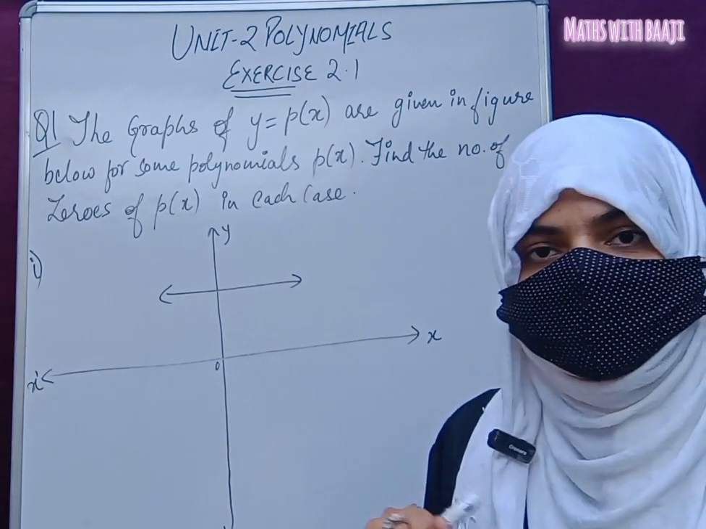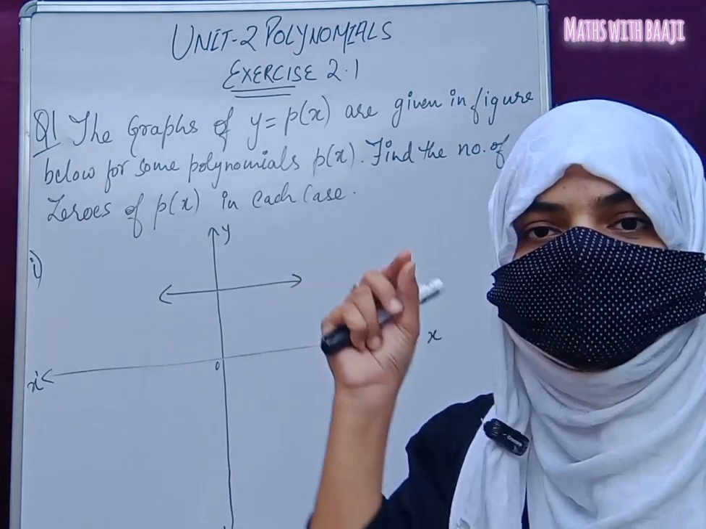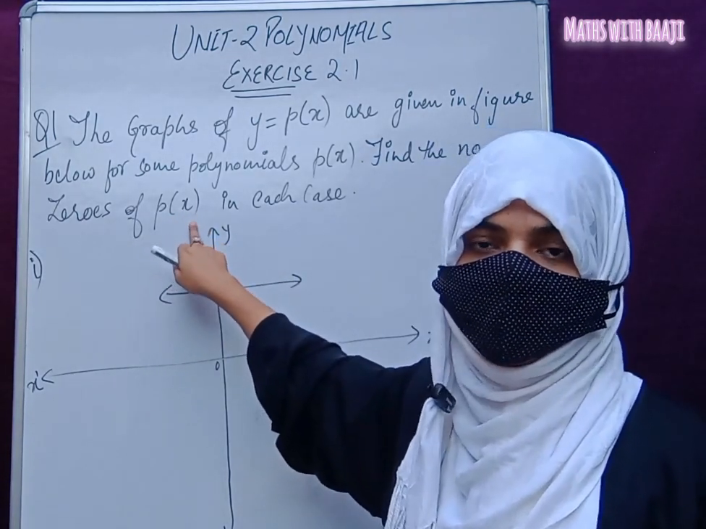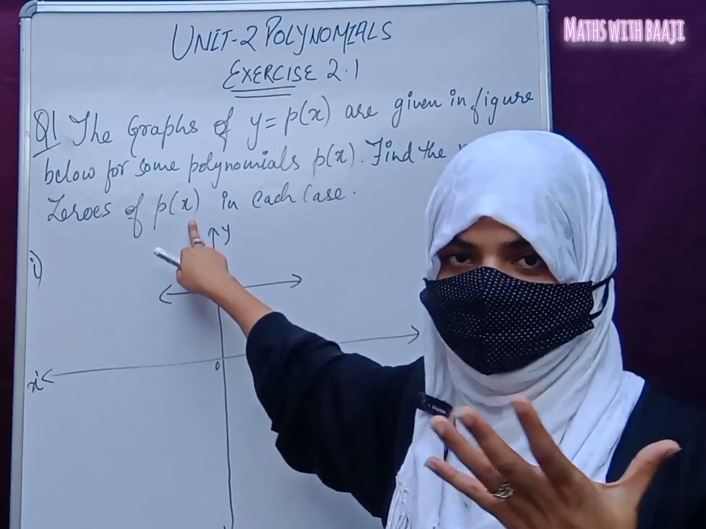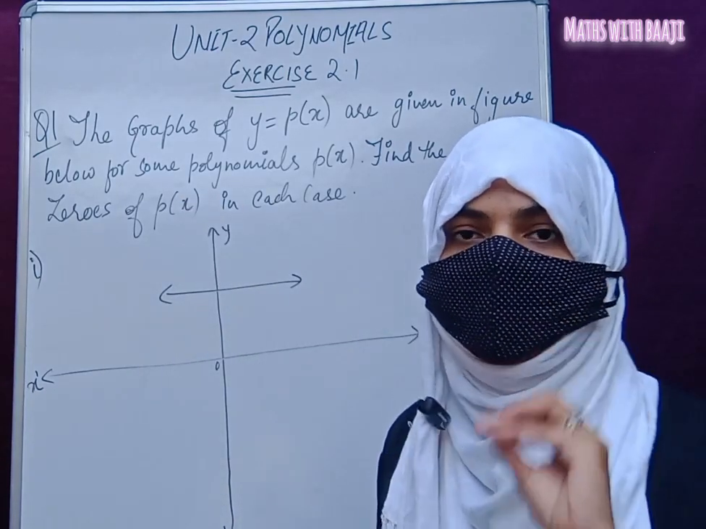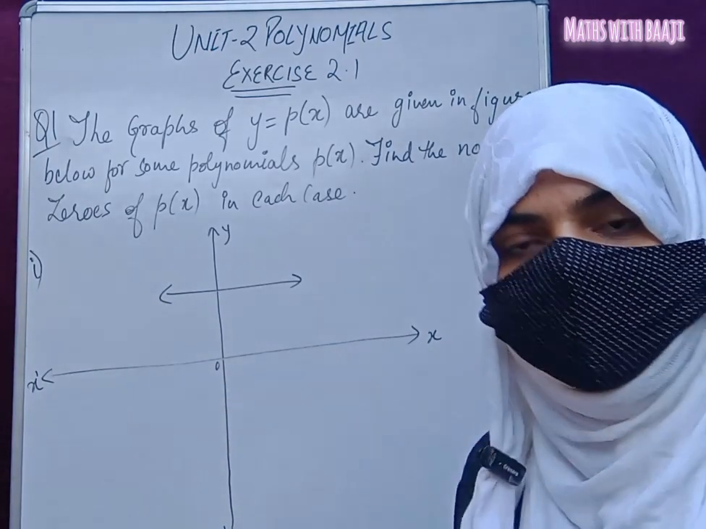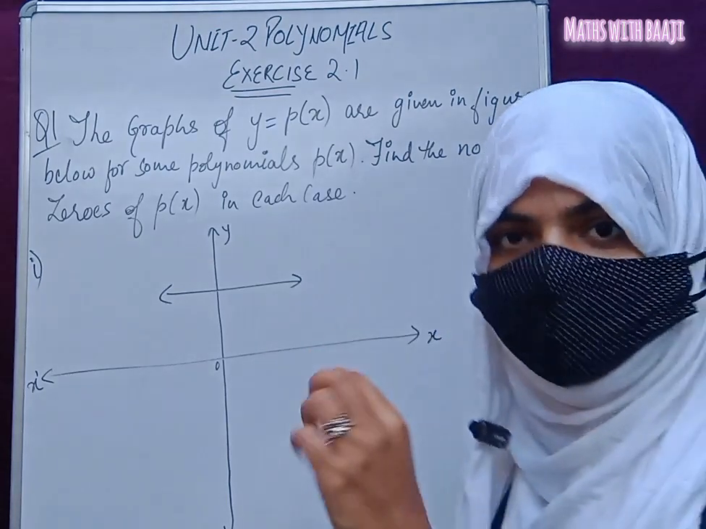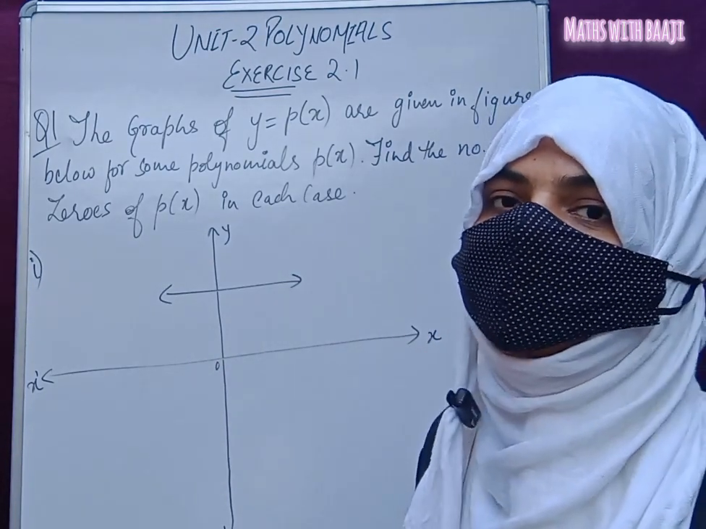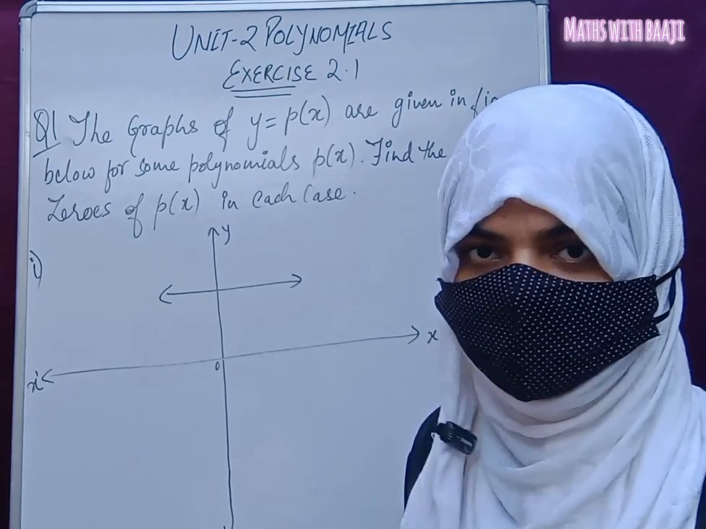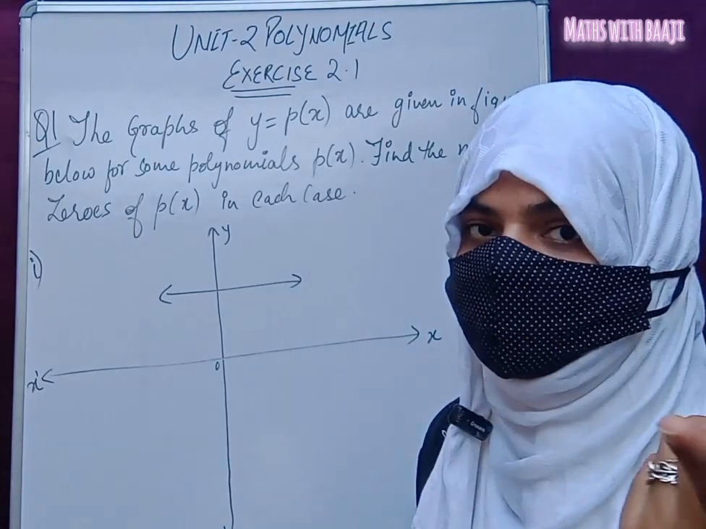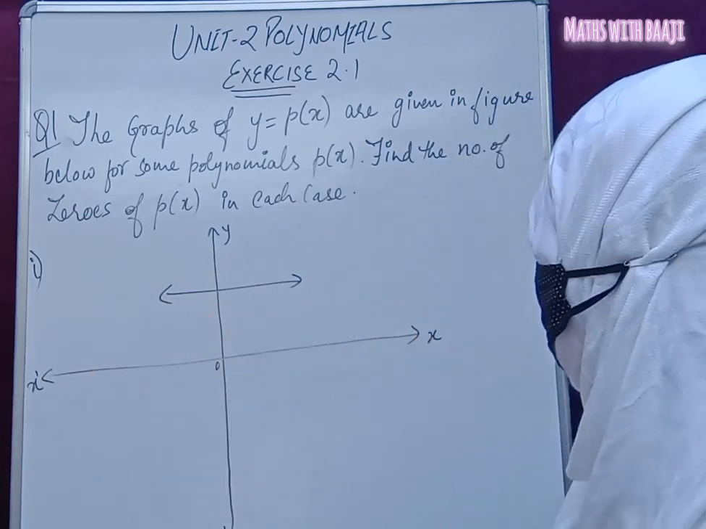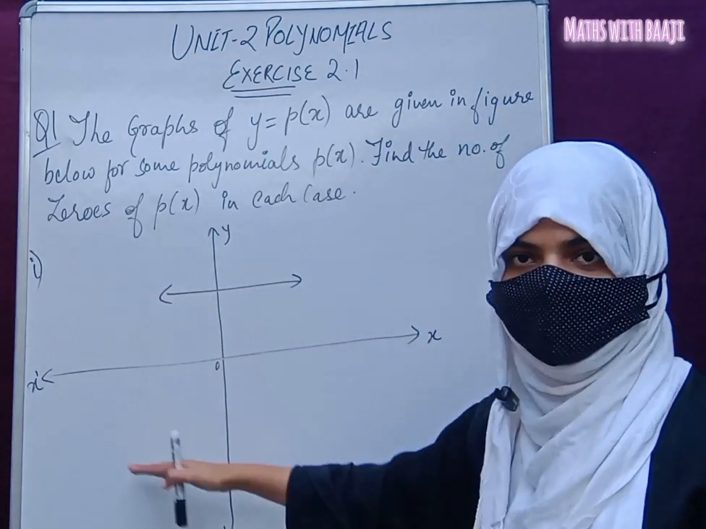In that case, whichever variable's polynomial is asked, we will be checking how many times the graph intersects that particular axis. If it is intersecting or even touching, that will be considered as a zero. We will not be writing about its position, but how many times it intersects, that will be the number of zeros. Now let's see, this is our x-axis and y-axis.